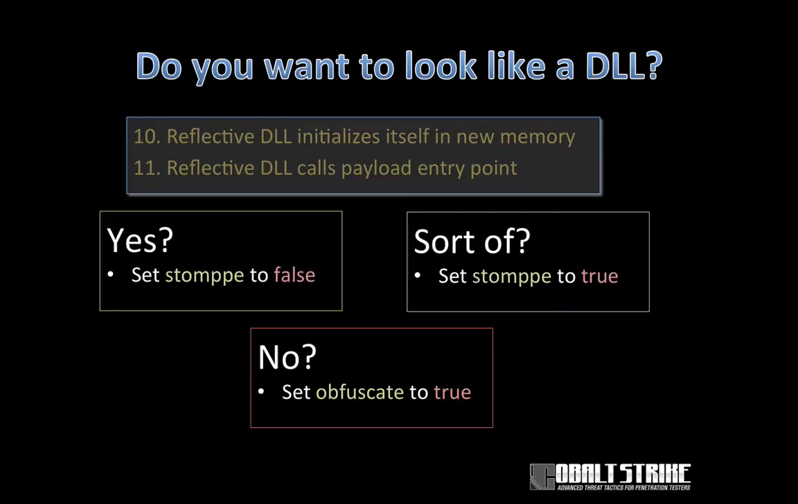When beacon initializes itself in new memory and obfuscate is set to true, the reflective loader is not taking those headers over. It's taking none of it. You're just going to get the things needed to execute your beacon, and that's it. No PE header. It's not being stomped out. It's just not being brought over at all. So if you don't want to look like a DLL, set obfuscate to true.